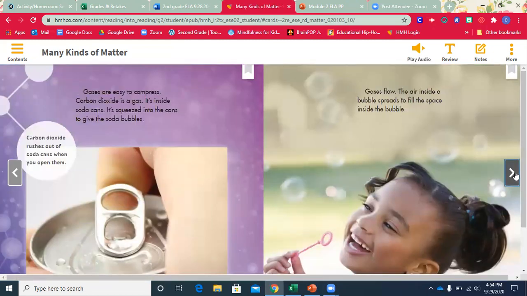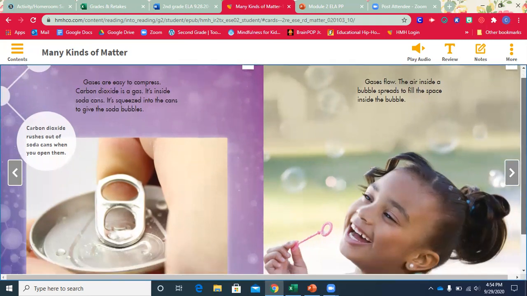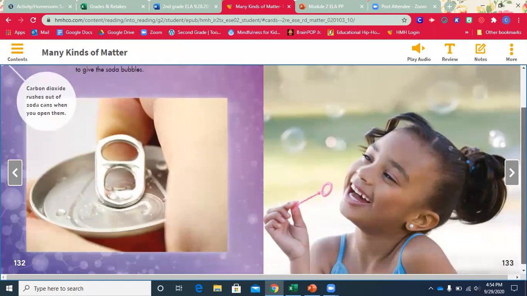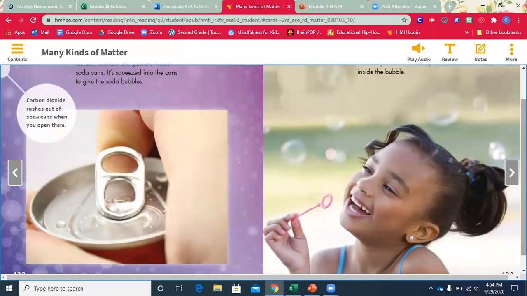Gases are easy to compress. Carbon dioxide is a gas. It's inside soda cans. It's squeezed into the cans to give the soda bubbles. Carbon dioxide rushes out of the soda cans when you open them.